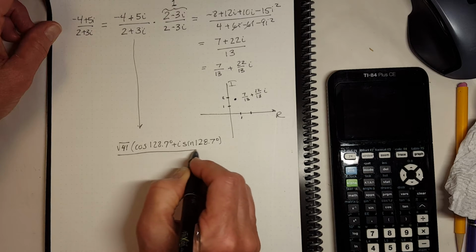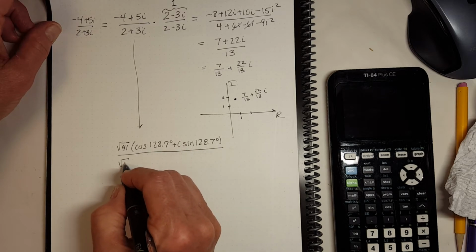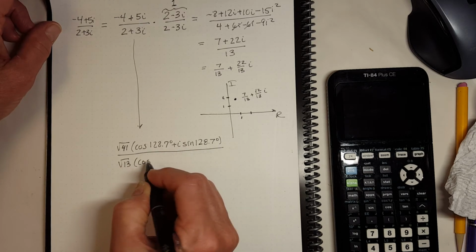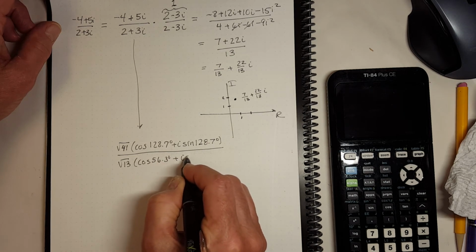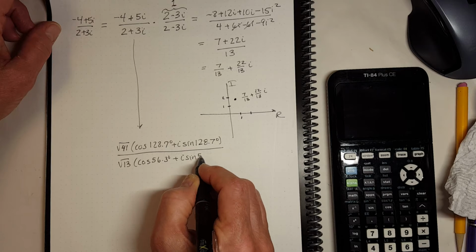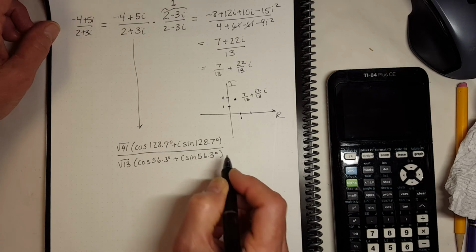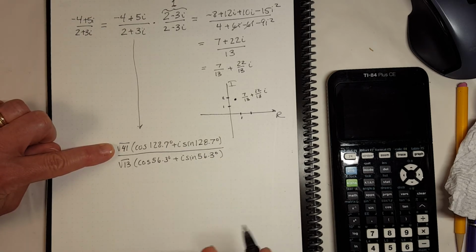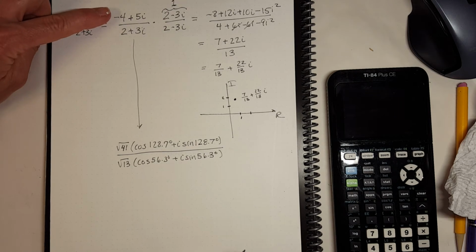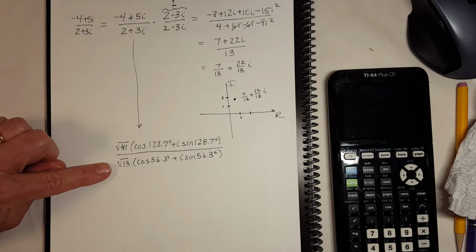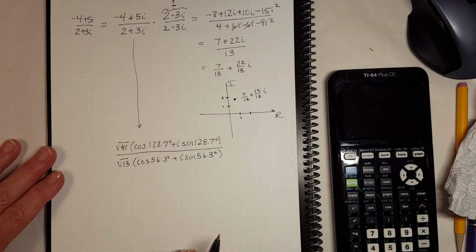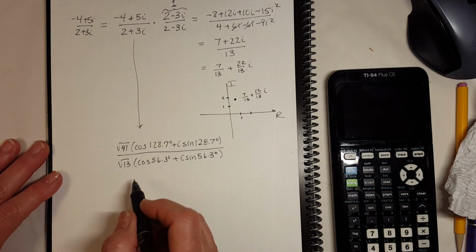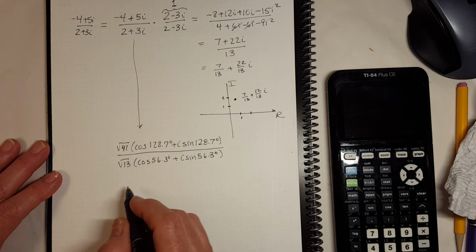And we're going to divide that by the square root of 13 times the cosine of 56.3 degrees plus i sine of 56.3 degrees. Now remember, this numerator, that's one number. That is -4 plus 5i. The denominator, that's one number. That's 2 plus 3i in the complex number system. So when you do division, you divide the absolute values.